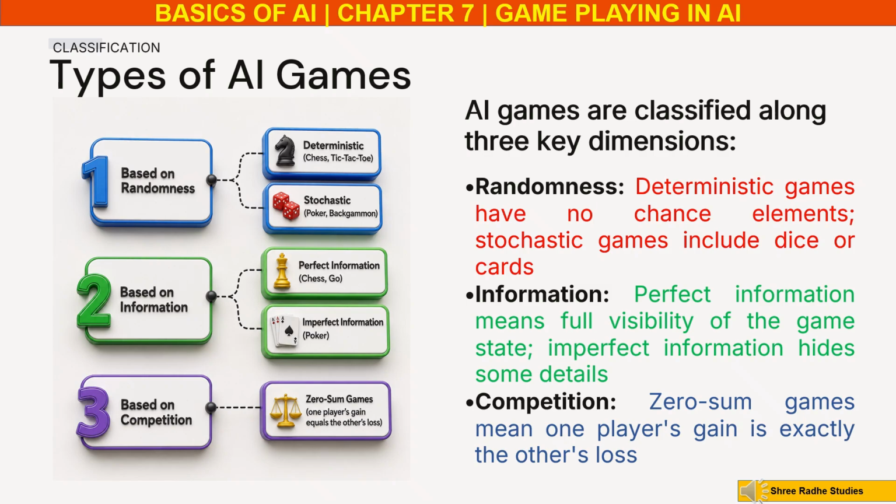The second classification is based on information. In perfect information games, every player can see the complete game state. Nothing is hidden. Chess is the best example. In imperfect information games, some information remains hidden from players. Poker is a common example because you cannot see your opponent's cards. Finally, we have zero-sum games. In these games, one player's gain is exactly equal to the other player's loss. If one player wins, the other automatically loses. Most strategy games follow this model.